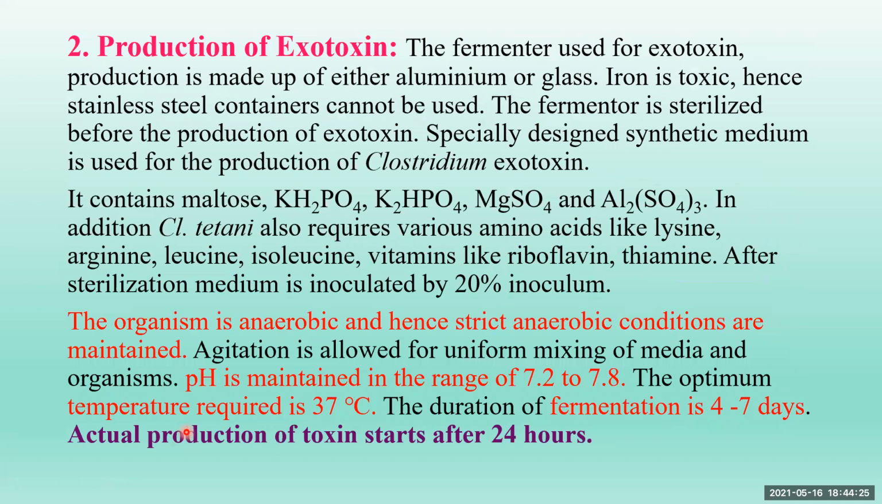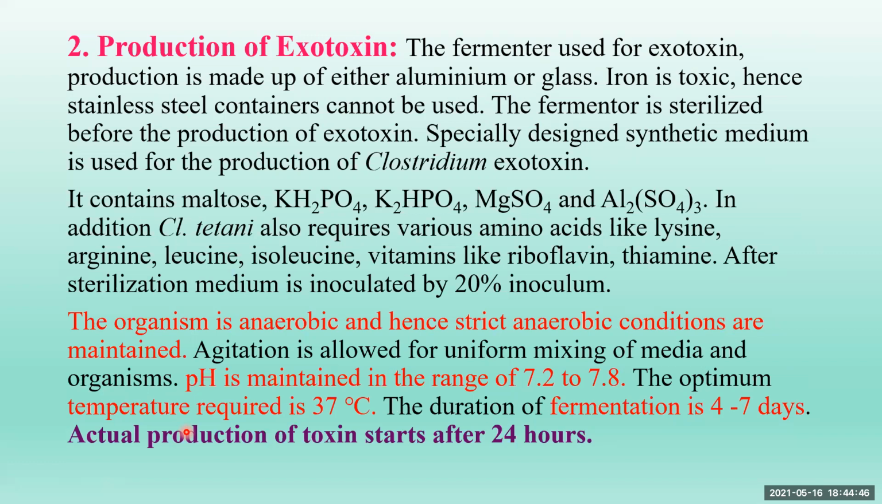So the first step is inoculum development. That is, you take the spores, which give higher exotoxin production, from the culture collection center, allow the spores to germinate by using a germination medium like blood agar, and then transfer it to Robertson's cooked meat media so that you get a sufficient amount of culture of Clostridium tetani.